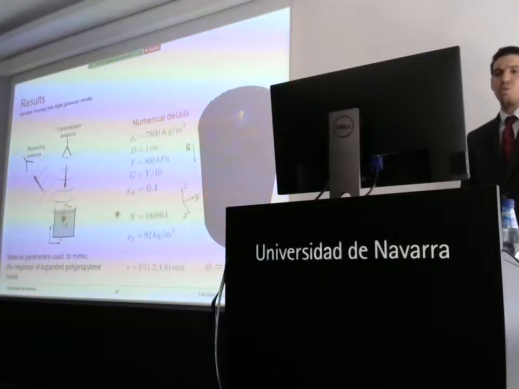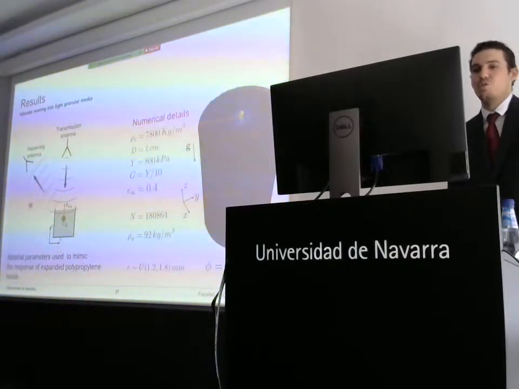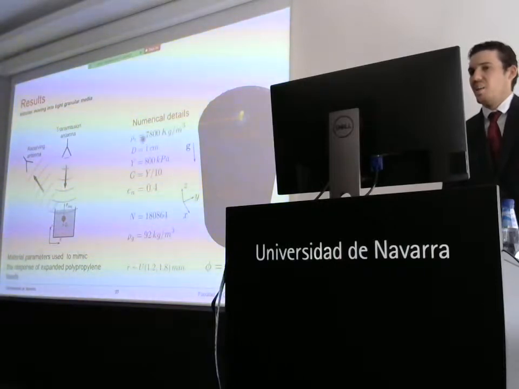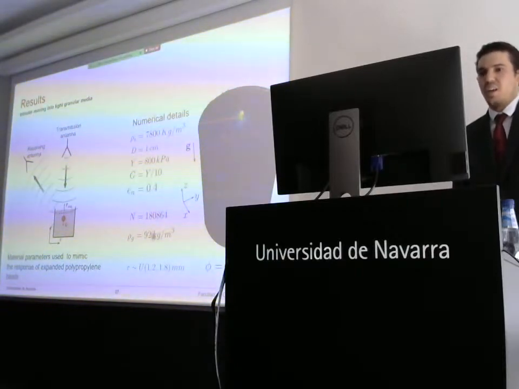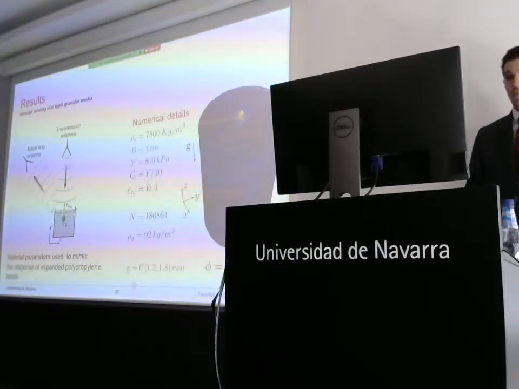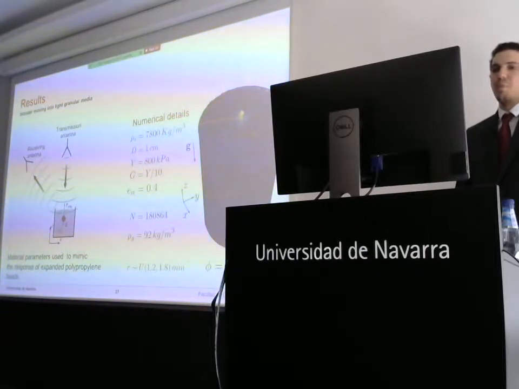And here I also include the material properties used to mimic the response of the expanded polypropylene beads, which have been used in this case. Something very interesting is that the density of the intruder is far larger than the density of the granular bed. And we have recreated the same volume fraction that was used in the experimental setup with more or less the same number of particles.